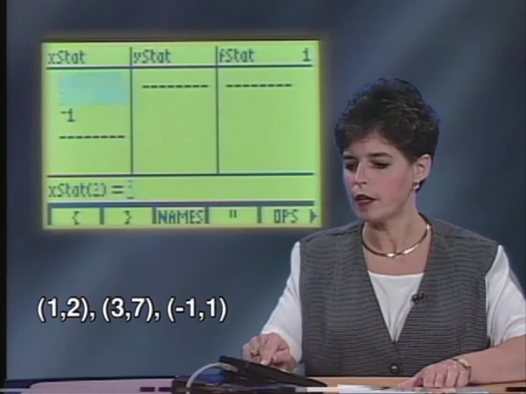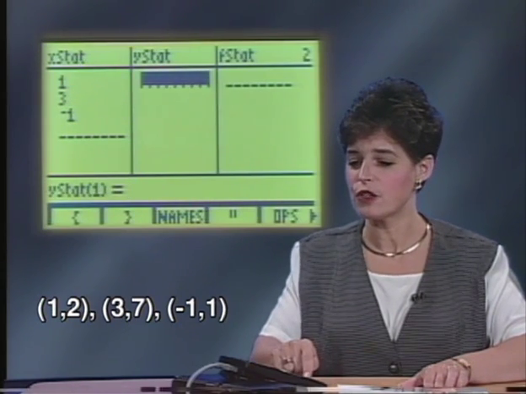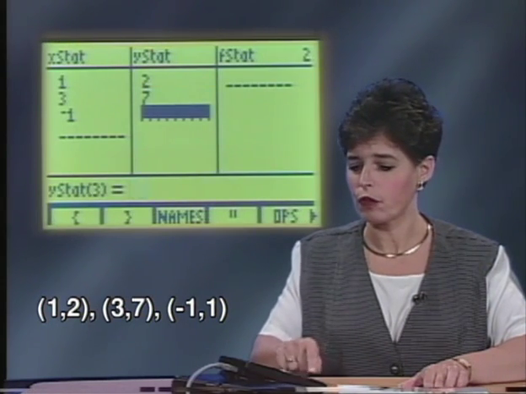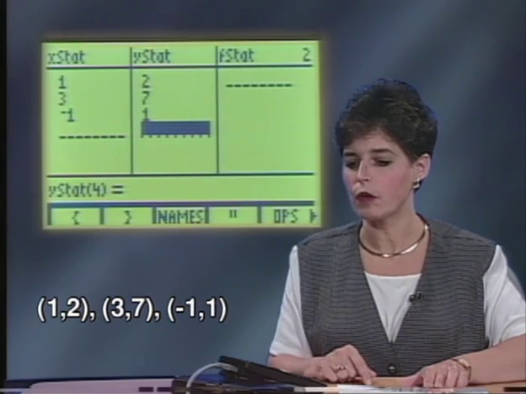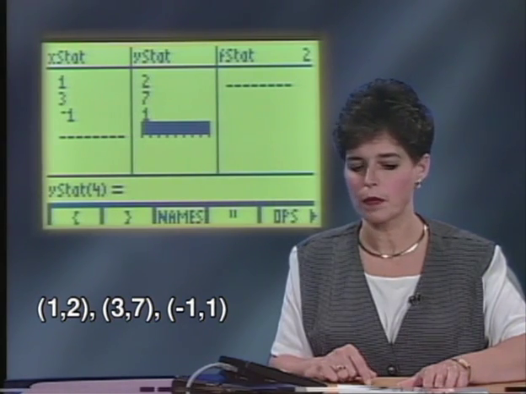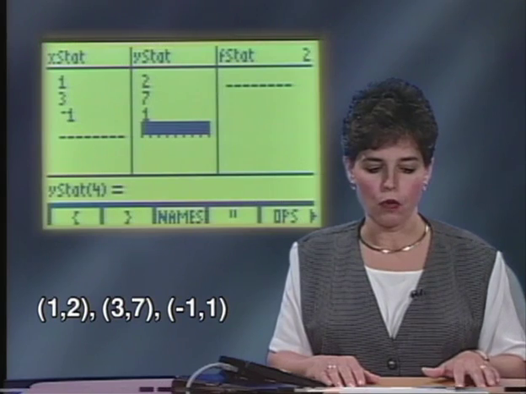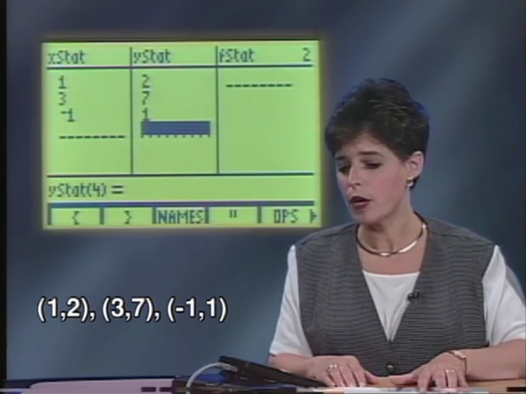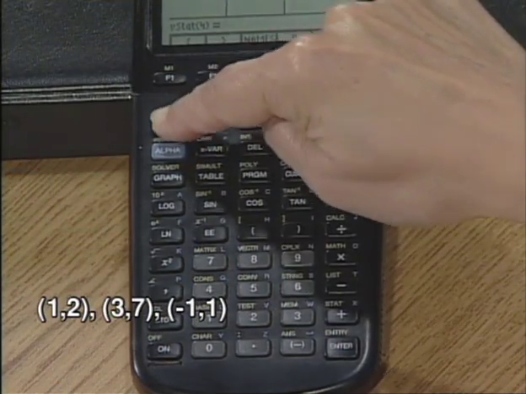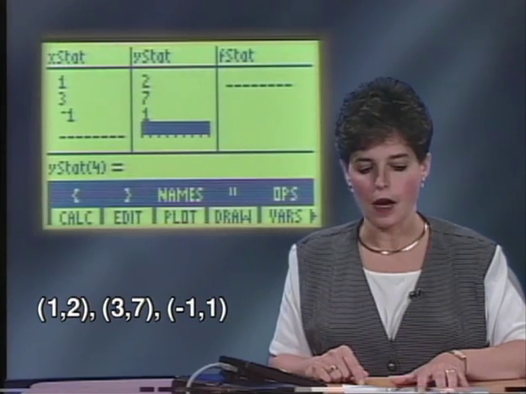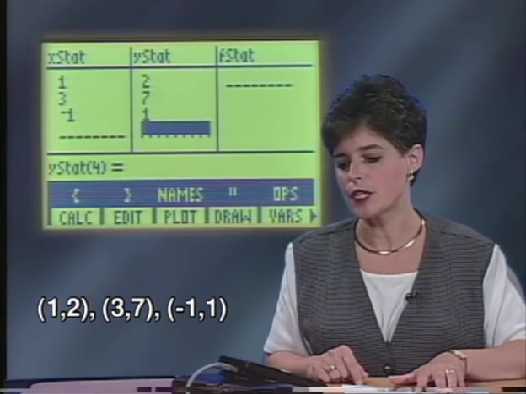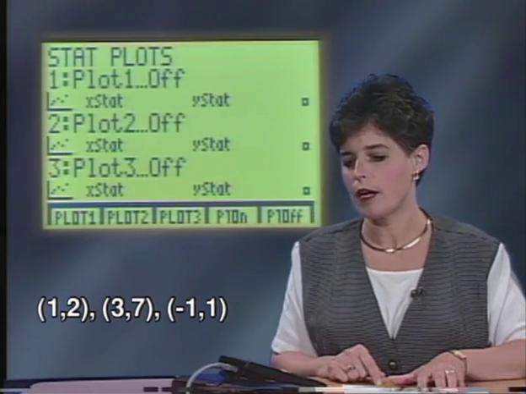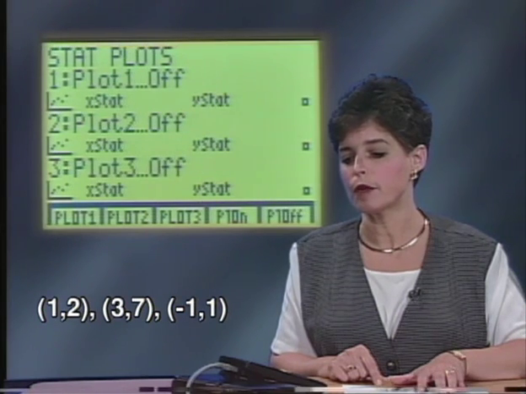Then let's move on up, go over to ystat, do the first y value, the second y value, and the third, so that these all look like the ordered pairs that are on the screen. Okay? Now, in order to graph these ordered pairs, we're going to go into the stat menu again with second, stat. I'm going to go to plot this time, and you can see that in the middle up above F3. Okay, now I want to choose to turn on plot 1.